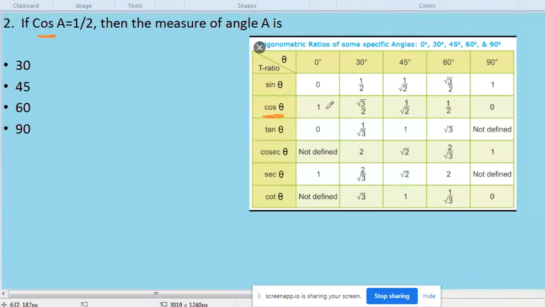We know that cos 0 is 1, cos 30 is root 3 by 2, cos 45 is 1 by root 2, cos 60 is 1 by 2. The question says cos A is 1 by 2, therefore the angle A is equal to 60. The reason is the value of cos 60 is 1 by 2, therefore the measure of angle A is 60. The correct option is 60 degrees.